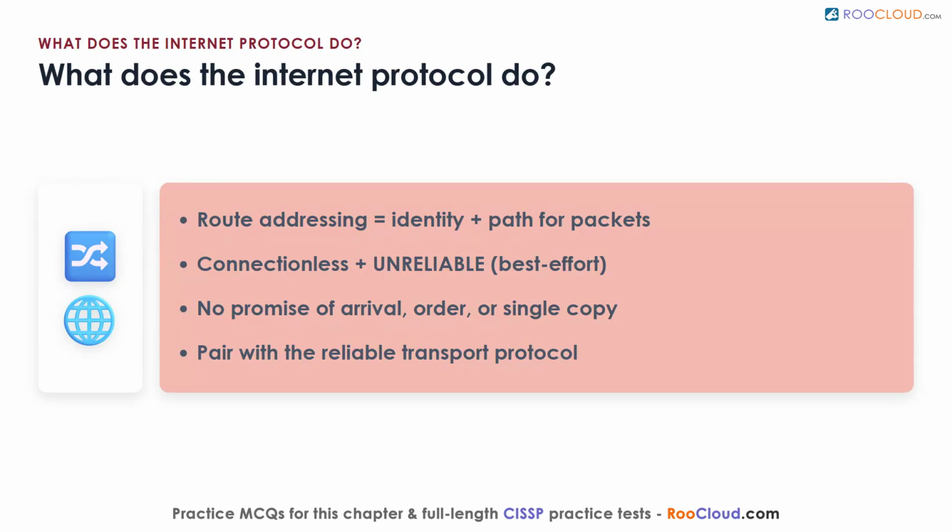It provides root addressing for packets, and that addressing is the foundation of global communication. It gives every packet an identity and prescribes a path. But notice its personality. It is connectionless and unreliable. It does not promise packets will arrive in order, or arrive only once. It simply makes its best effort to find a route, even across a damaged network. That is why you pair it with the reliable transport protocol on top. Think of a determined courier who always tries a route but signs no guarantee.